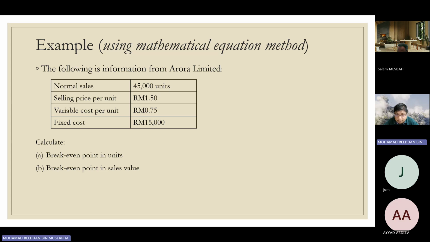CMU ratio. How much? Selling price minus variable cost, I think. The CMU is already given up. We already calculated the CMU, 0.75. So the CMU ratio is 0.75 divided by the selling price per unit.